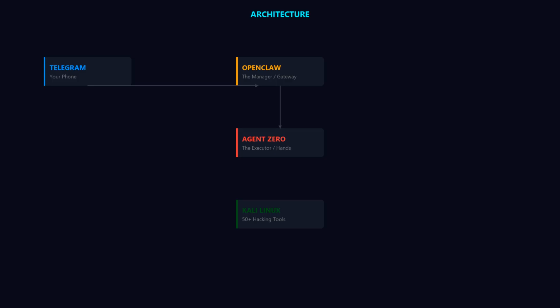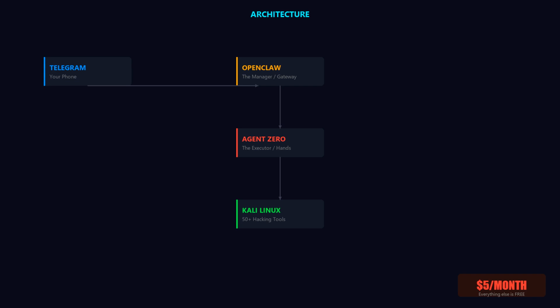So, when you text "scan this target" on Telegram, OpenClaw receives it, decides what to do, hands it to Agent 0. Agent 0 fires up nmap, runs the scan, collects results, and sends them back through Telegram to your phone. 2 AIs. 1 text message. Full penetration test. And here's the kicker.